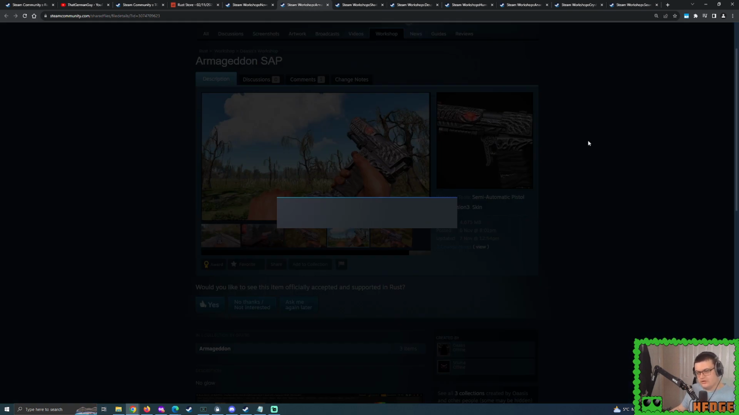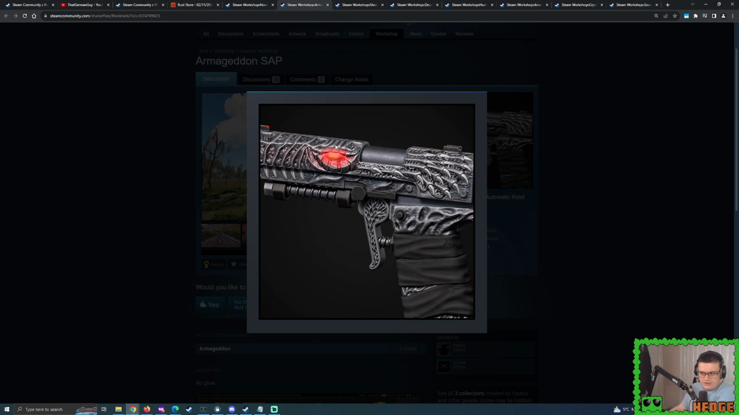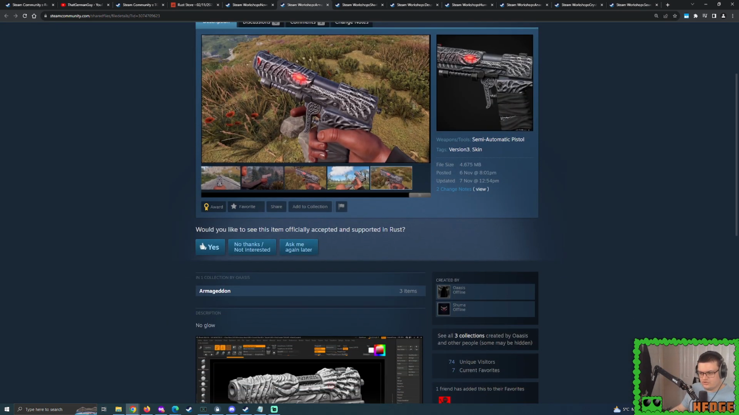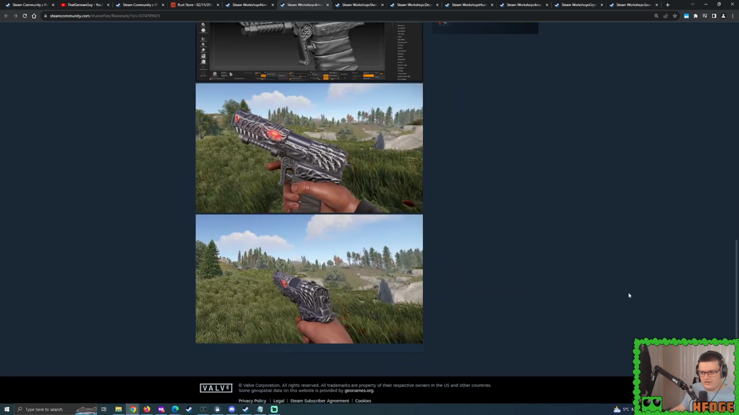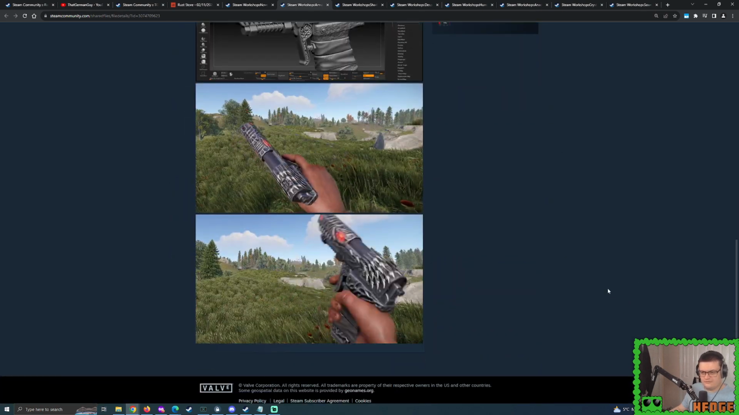And no, it doesn't glow in the dark. The little eye right here, that doesn't glow. None of it glows. It just looks cool. So, best of luck to you, Oasis and Schumer. And you got yourself a GIF. Very nice. Very cool.